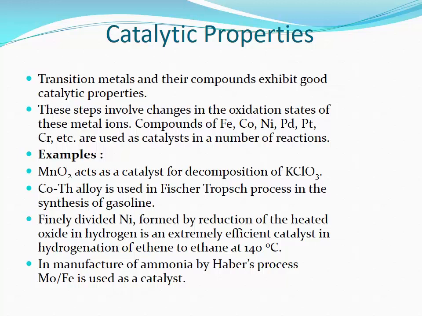Finely divided nickel, formed by reduction of the heated oxide in hydrogen, is an extremely efficient catalyst in hydrogenation of ethene to ethane at 140 degrees Celsius. And the last one is in manufacture of ammonia by Haber's process, where molybdenum and iron is used as a catalyst.